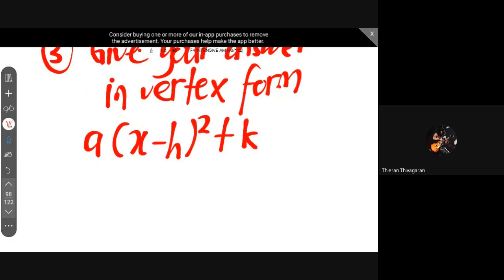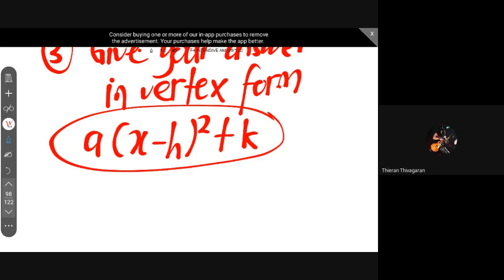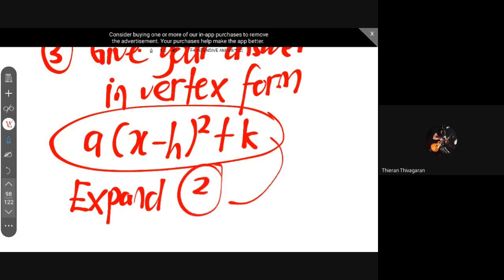Okay, so from this, macam mana kita dapat yang ni? We have to expand the number 2. Kamu kena kembangkan persamaan kat 2 yang kamu dapat tadi. This is how you can get it in this form. Okay, untuk dapat dalam bentuk vertex macam ni.